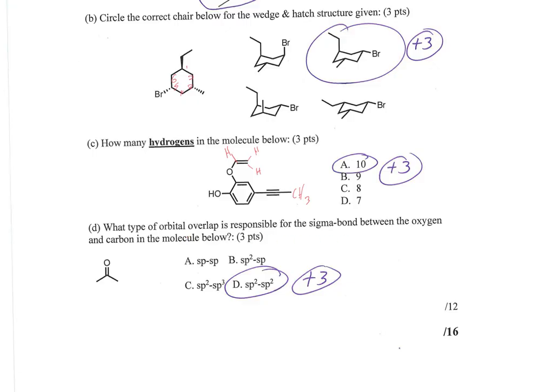This one, orbital overlap, again, these are the kind of questions we've asked quite a bit. This one, oxygen and carbon. First you gotta figure the hybridization state of each. They're both sp2 hybridized because they have 1 pi bond. If they're sp2 hybridized, they use sp2 hybrid orbitals to make single bonds, so the answer is D.